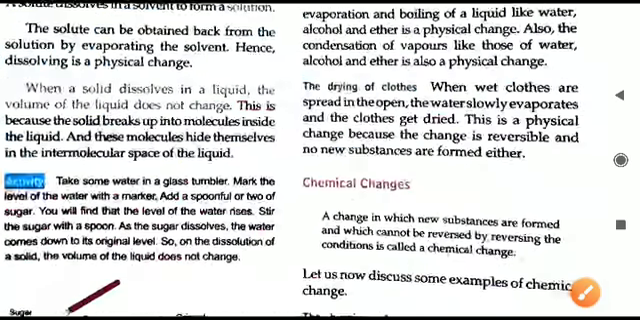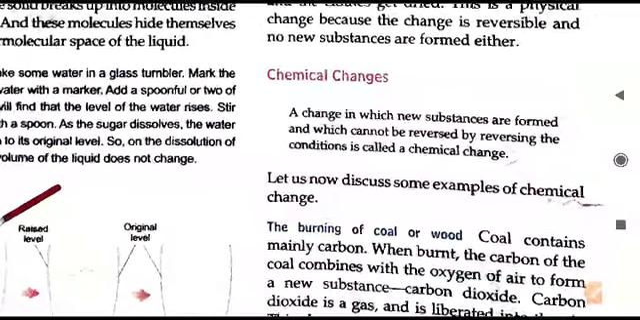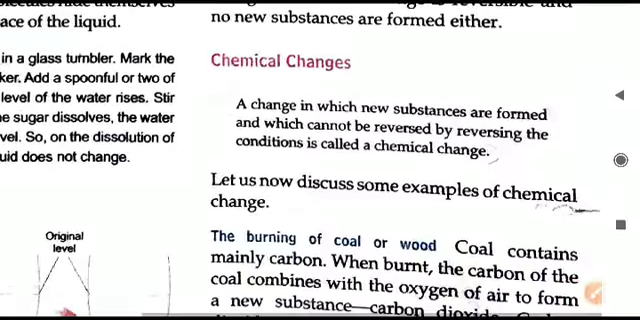So this is all. We have completed the topic of physical changes, and you have seen all the examples. Let us move to chemical changes. Today we will see the definition and some examples.